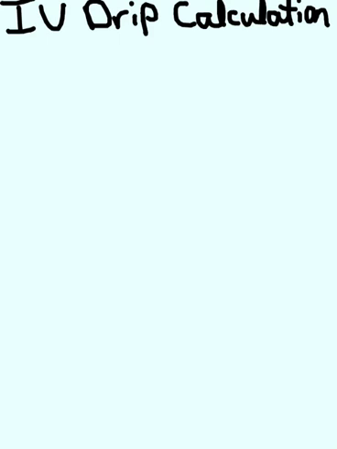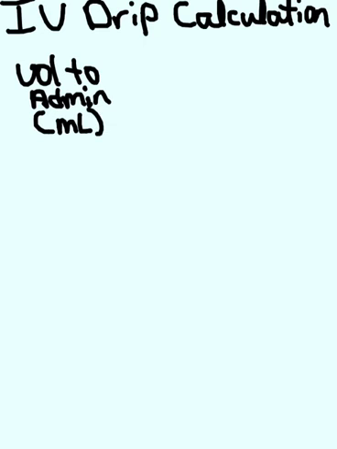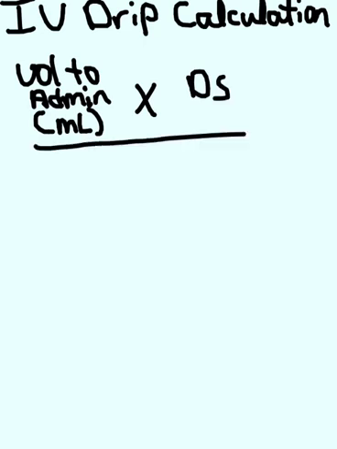Okay, so let's try going over IV drip calculations, and this is just for if you want to figure out how much normal saline to administer to a patient, let's say over an hour. Your basic formula is going to include the volume to administer, in milliliters, times your drip set, divided by time in minutes.